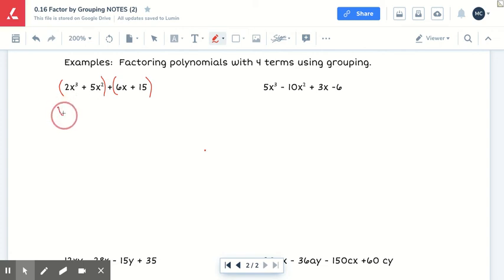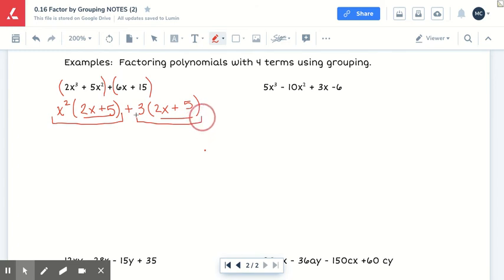Now in the first grouping, our greatest common factor is x squared. So I'm going to take that out of just that group. That would give me 2x plus 5. The second group, the greatest common factor is 3. When I factor that out, divide that out from each of those terms, I would also get 2x plus 5. So the binomials match. So that means these two big terms here have a common binomial factor. So I'll be taking out that common binomial factor, 2x plus 5.